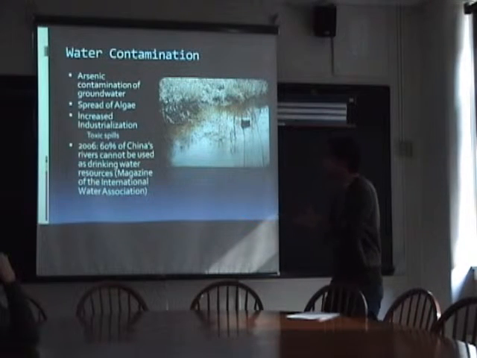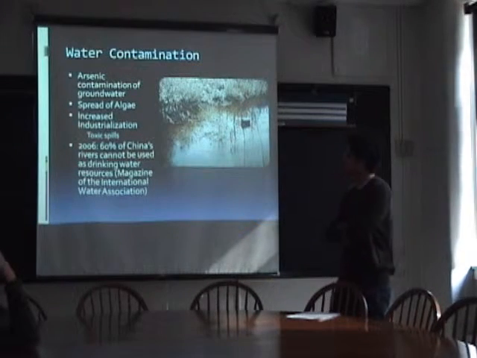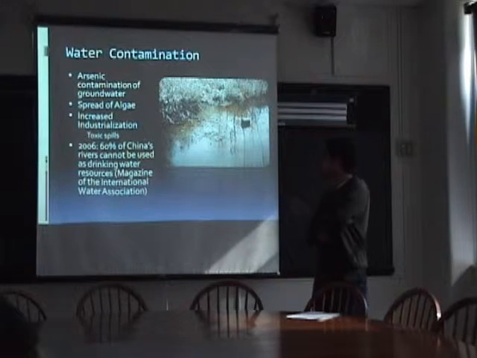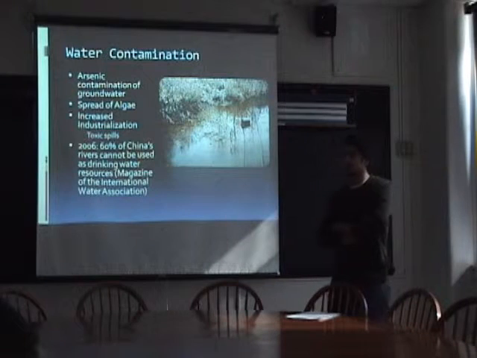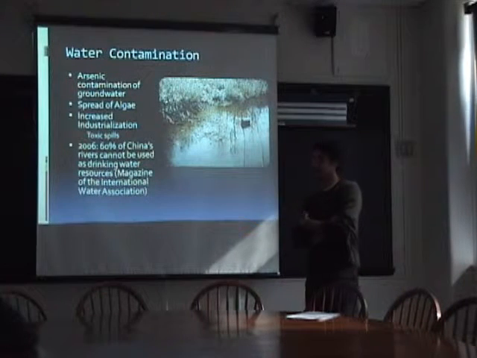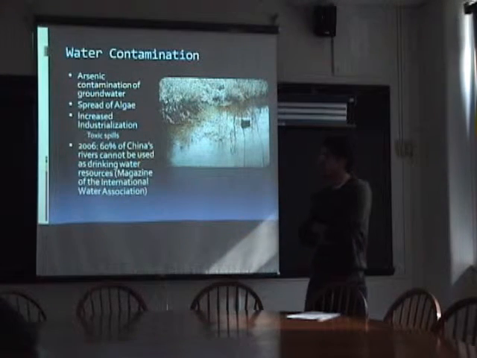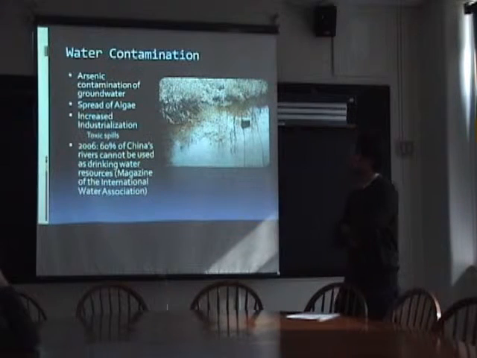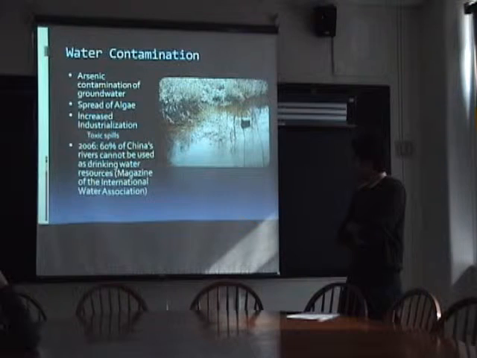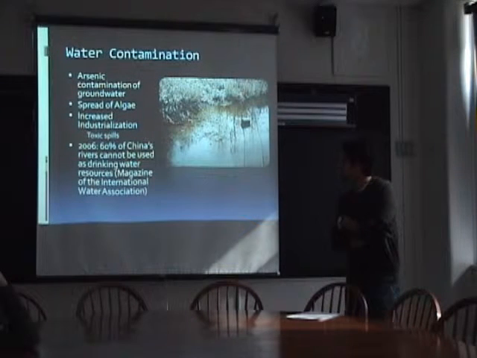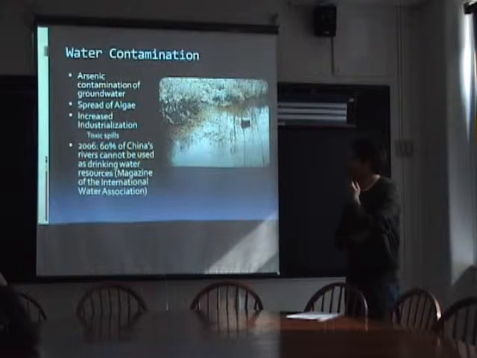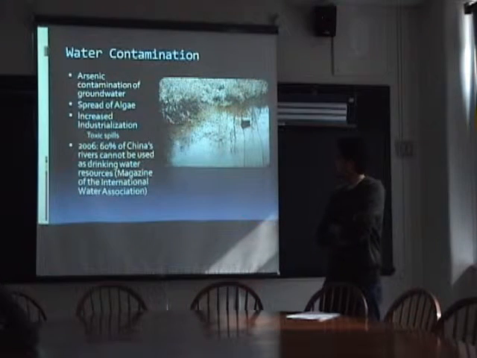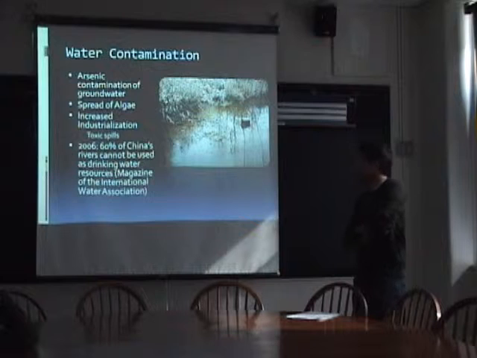So I'm not entirely sure how one can control that, but it's definitely a factor. And as I said before, industrialization, I guess another component of that could be power plants, toxic spills could really affect the nature of the environment. In 2006, 60% of China's rivers, this data was taken in 2006, I guess, but 60% of China's rivers cannot be used for drinking water.